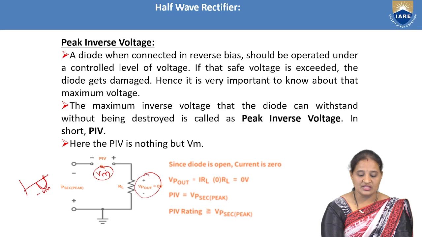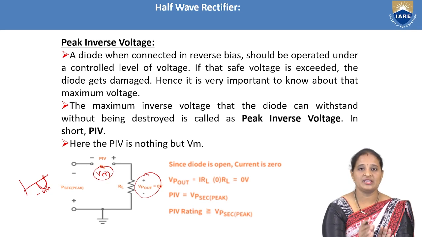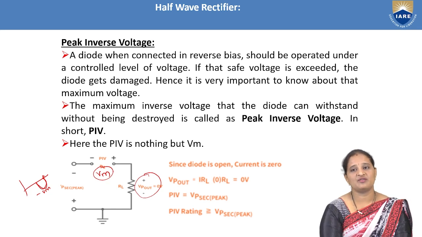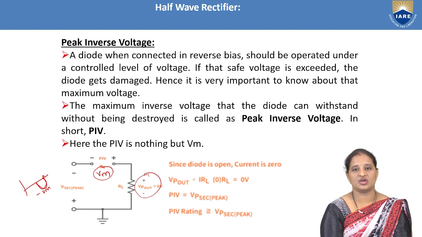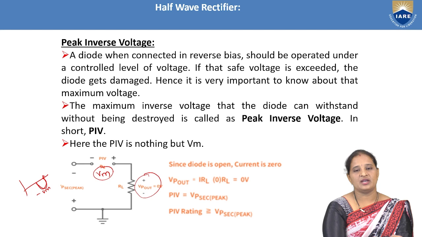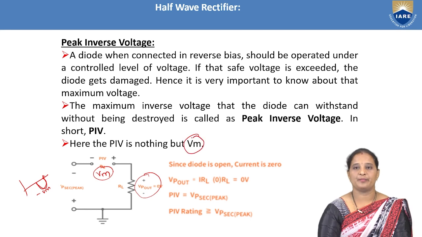So that means this will be the maximum voltage that a diode can withstand without any damage. Beyond this, if we increase the input voltage, the diode will get damaged. So the peak inverse voltage of a diode in the half wave rectifier is equal to Vm.